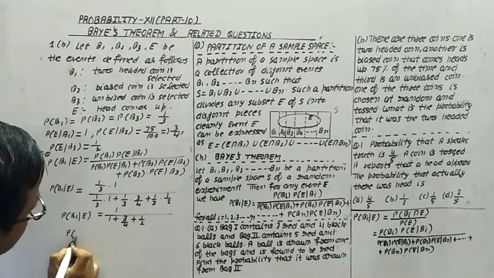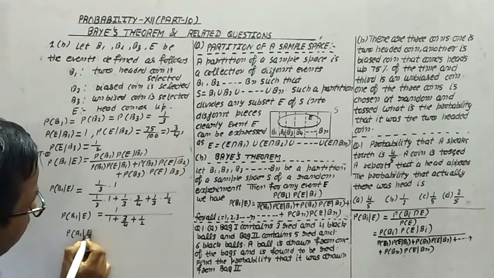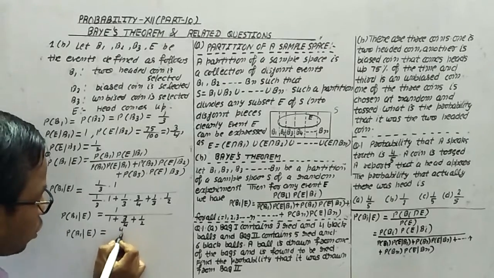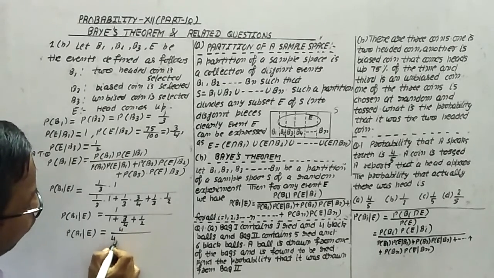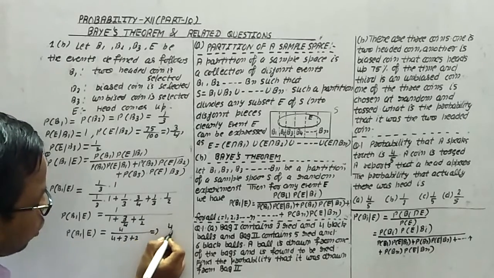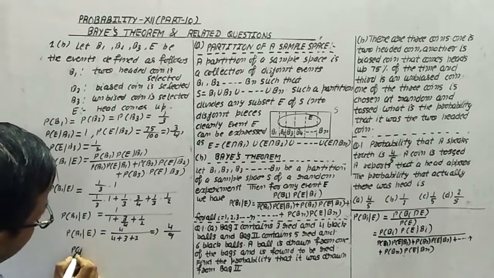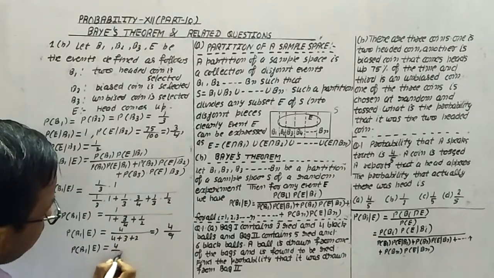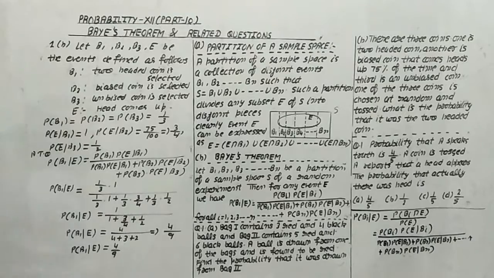Once we take the LCM, the probability of B1 given E is equal to, look at this, 4 is the LCM, so this is 4 upon 4 plus 3 plus 2, it means this becomes 4 upon 9. Therefore, the probability of B1 given E is equal to 4 by 9, and this is the answer for this part.